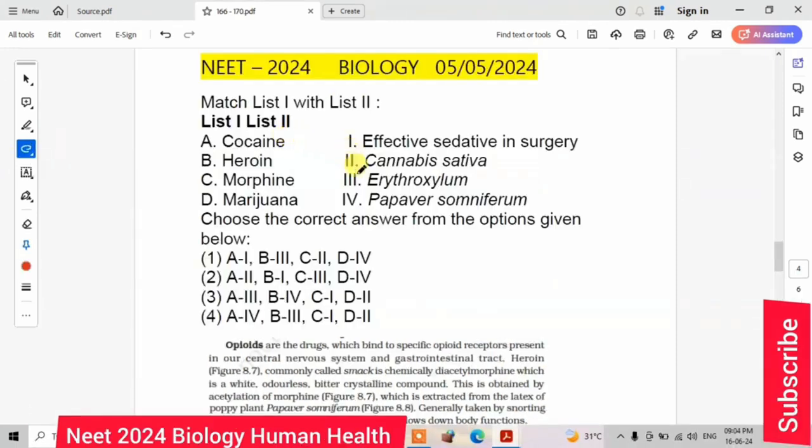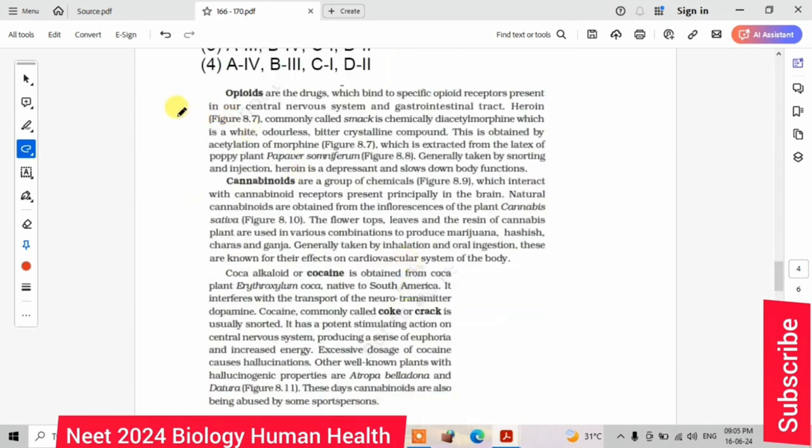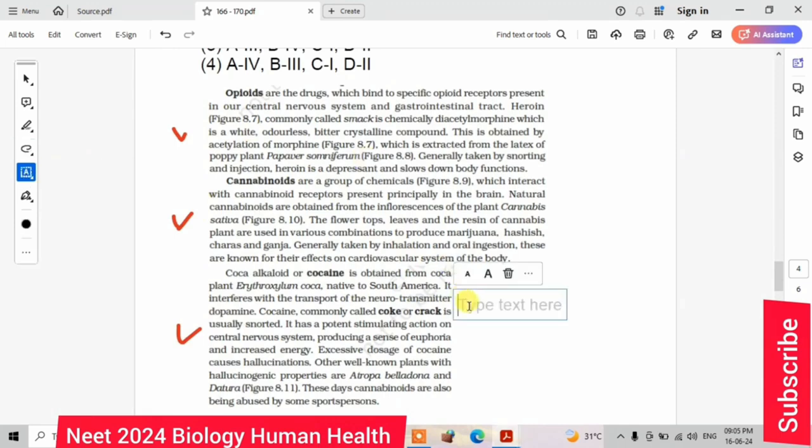Cocaine. It is 3, Erythroxylum. Next, heroin. Heroin is 4, Papaver somniferum. Next, morphine. It is an effective sedative in surgery, so it is 1. Next, D. Marijuana. It is 2, Cannabis sativa. So the option is 2, 1, 3, 4. You can see the NCERT topics here regarding the opioids, cannabinoids and cocaine from the chapter Human Health.